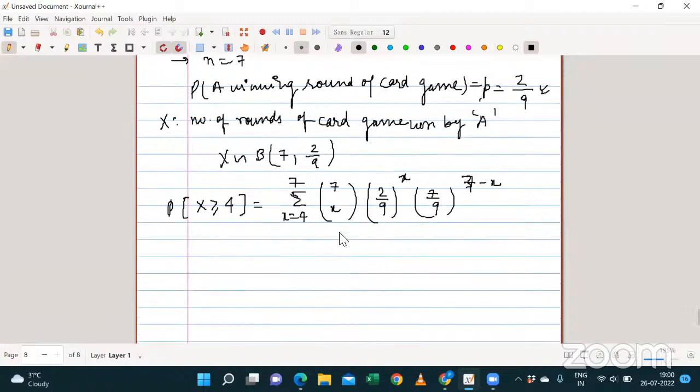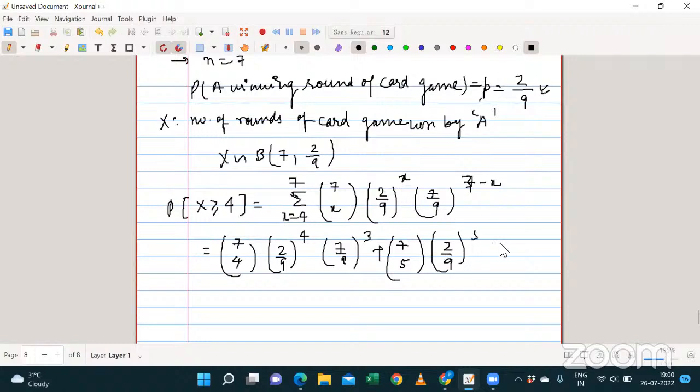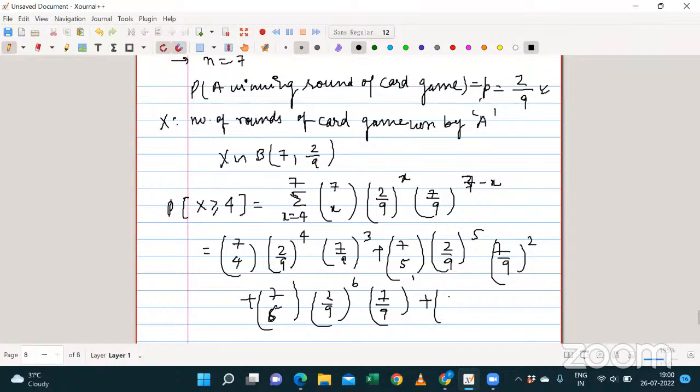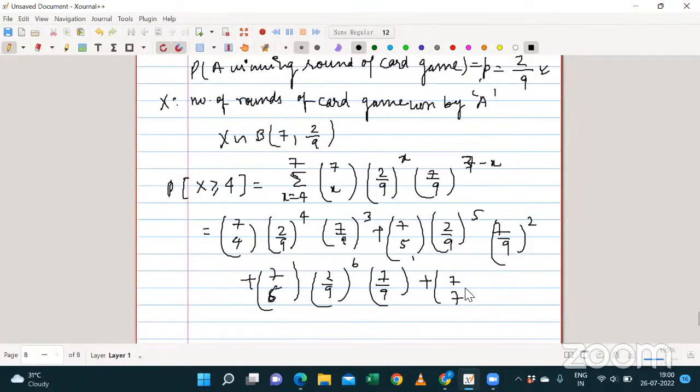So now you have to do a lot of calculations. 7C4 (2/9) raised to the power 4 into (7/9) raised to the power 3, plus 7C5 (2/9) raised to the power 5 (7/9) raised to the power 2, plus 7C6 (2/9) (7/9) raised to the power 1, plus 7C7 (2/9) raised to the power 7 (7/9) raised to the power 0.